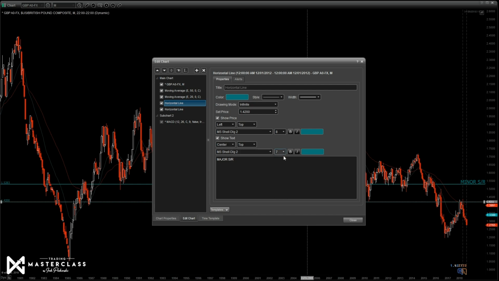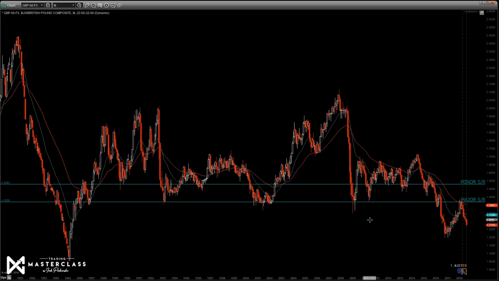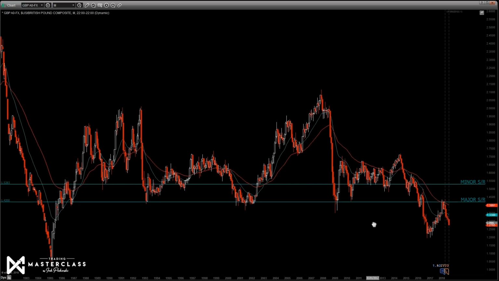Let's do the same thing, make it larger, and move it to the right. Okay, so we got minors and we got majors. And that is something important. This is an important point. You have to be able to distinguish between a major support level and a minor support and resistance level, okay?